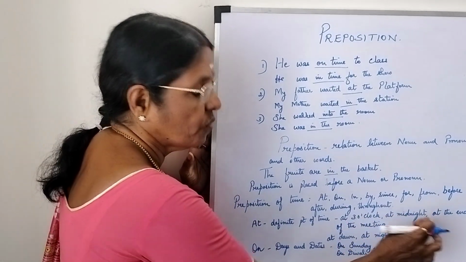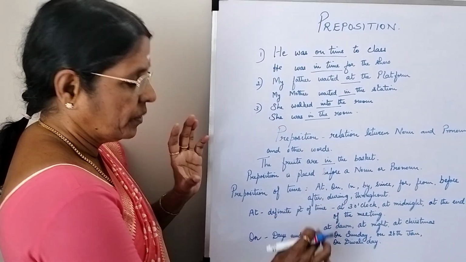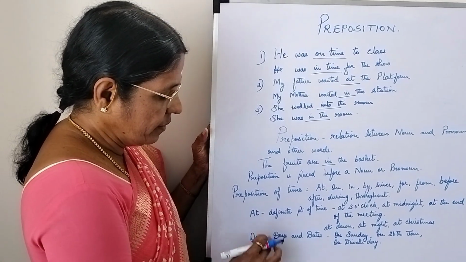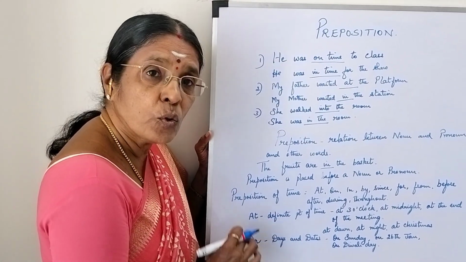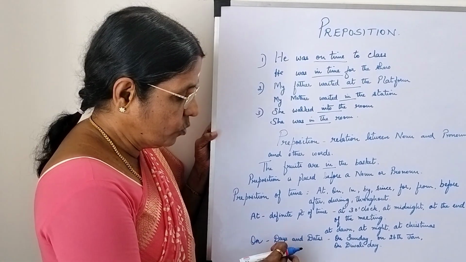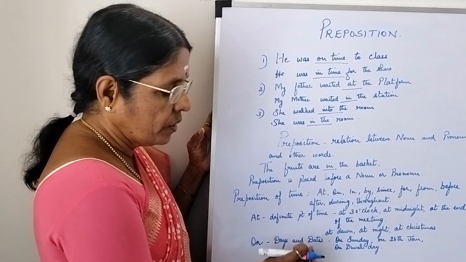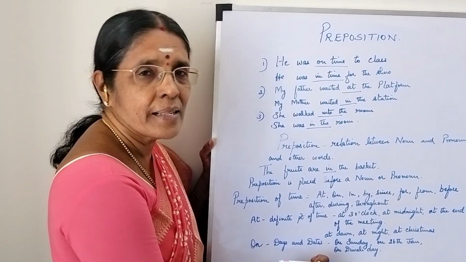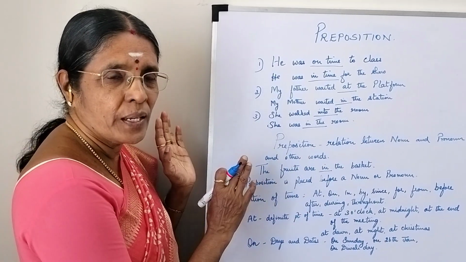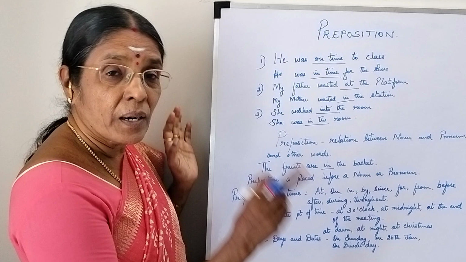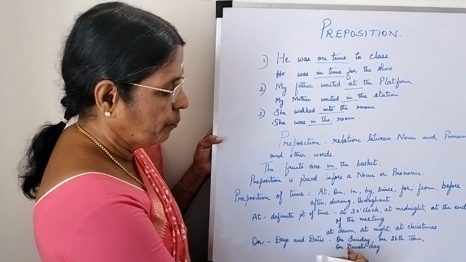Where all do we use it? For a definite point of time. Okay? Then how do we use on? On is used for days and dates. Please understand, on is used for days and dates. You may not confuse much between at and in or on. On is easy, but at and in we have to be careful, right?